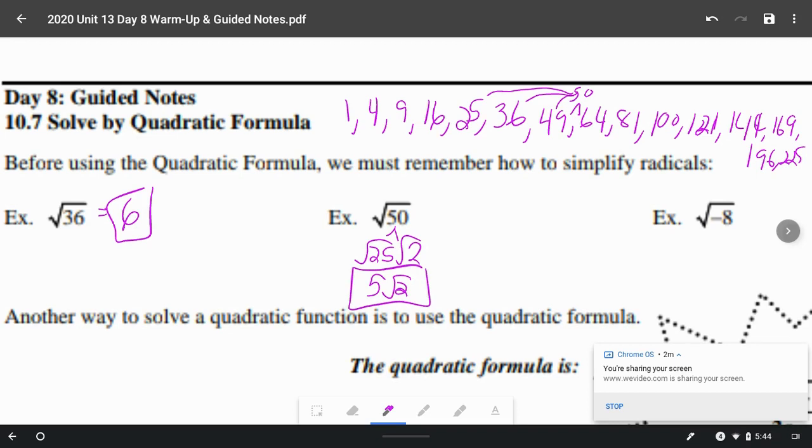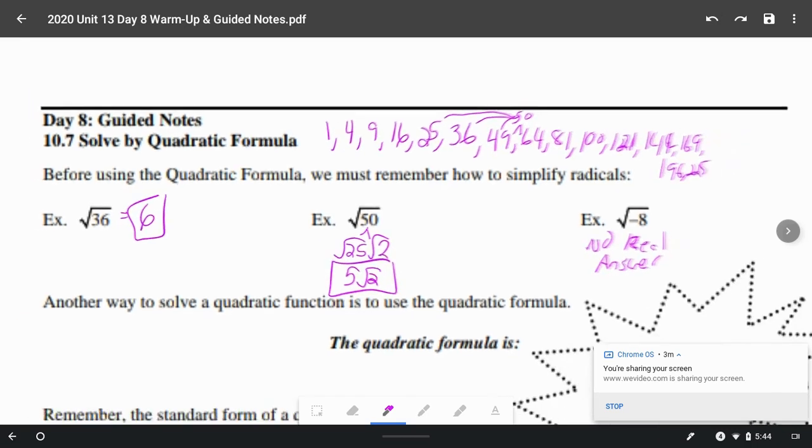That's what we're going to be doing today when we solve by the quadratic formula. And if we get the square root of a negative number, this is when we don't have an answer. We can't take the square root of a negative number. There's no real answer to this. You're going to learn how to do the square root of negative numbers in Algebra 2 in 2 years. So there's no real answer, so we kind of skip that one. But you shouldn't get any negatives under the square root today when we're solving.